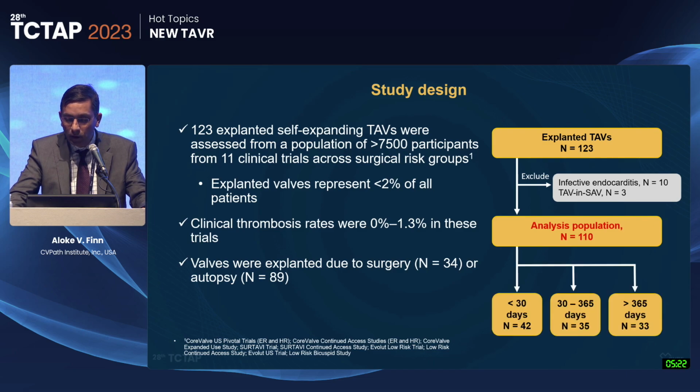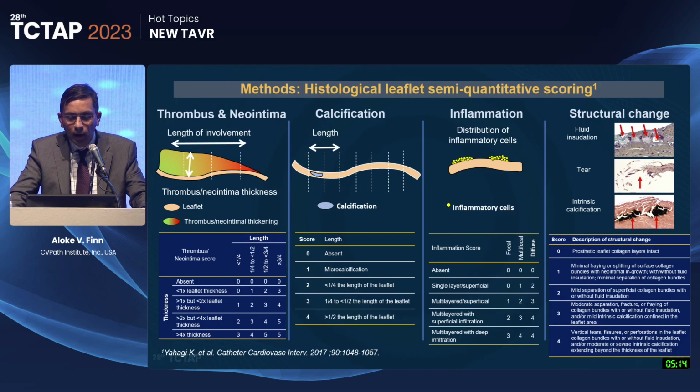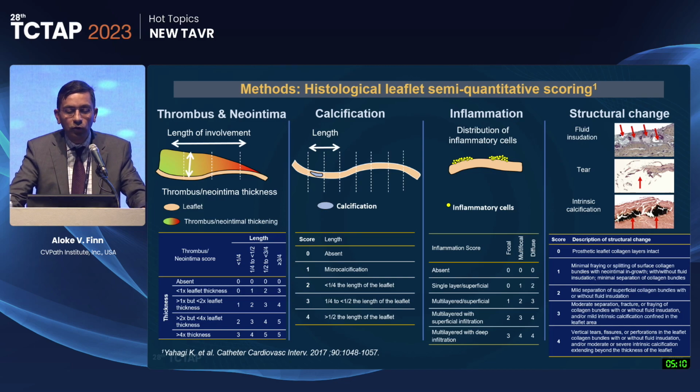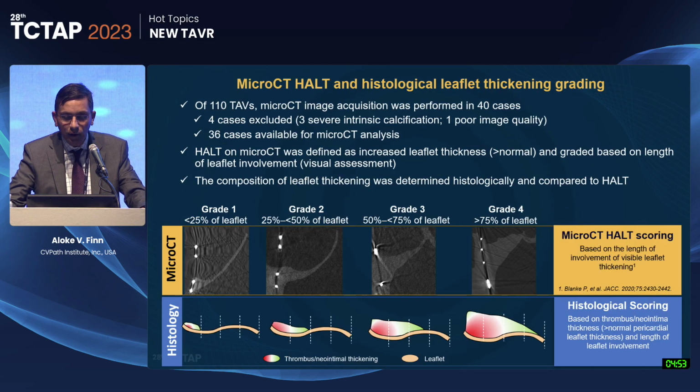And the time points of the collection of those valves were different, evenly spread between less than 30 to 365, and greater than 365. And we use different methods histologically to classify the leaflets and do the scoring for the different endpoints. I'm not going to go over all the details here with you, but we were basically looking at thrombus and neointimal calcification, inflammation, and structural changes, and scoring each of these in terms of a scoring that I've shown here, and I'm happy to talk to you about it after this talk.